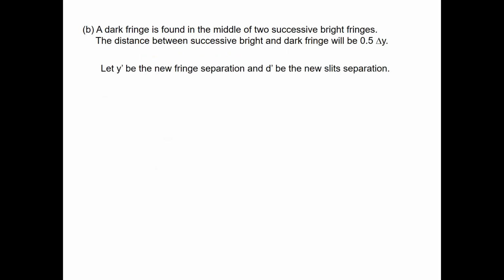Okay, in part B, dark fringe is found in the middle of two successive bright fringes. So the distance between successive bright and dark fringe will be 0.5 delta 1. So that means if I were to count from the third maximum to the fourth minimum, that is 0.5 delta 1.